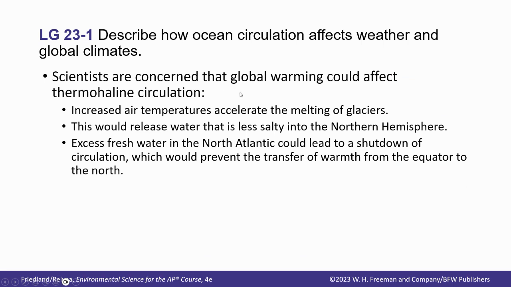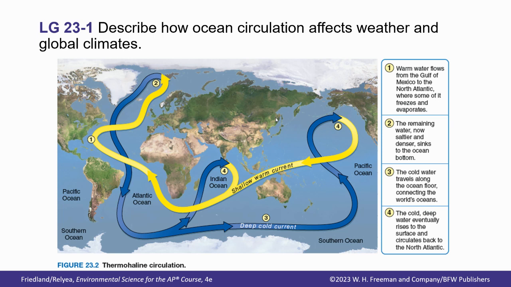Scientists are concerned global warming could affect the thermohaline circulation, so increased air temperatures accelerate the melting of glaciers, which you guys are already pretty familiar with. This would increase the water that is less salty in the northern hemisphere. An excess of freshwater in the northern Atlantic could lead to a shutdown of circulation, which would prevent the transfer of warmth from the equator to the north. So they're concerned that the salt will be more diluted in the water and it will cause uneven heating, which means the water is not going to move as much.